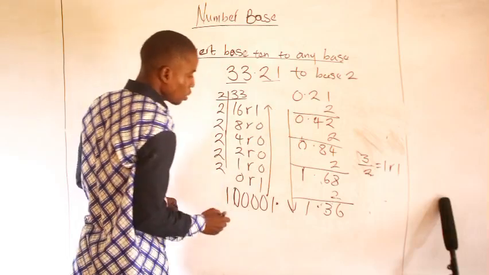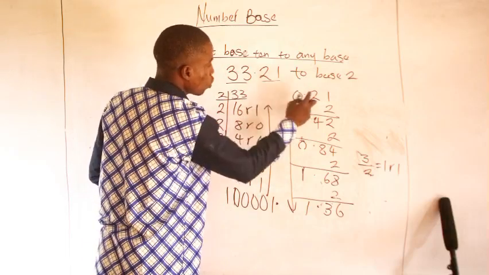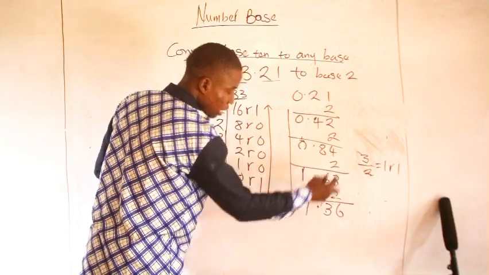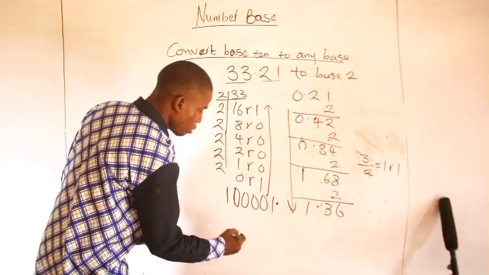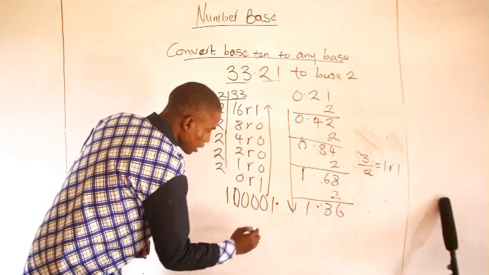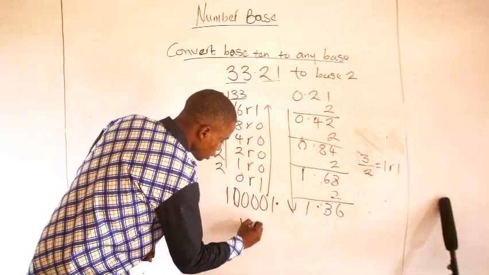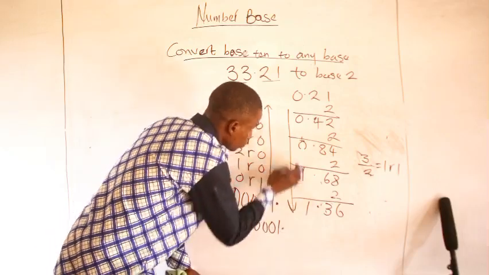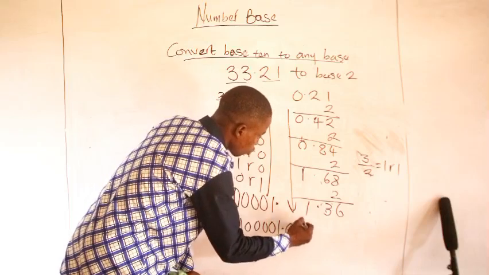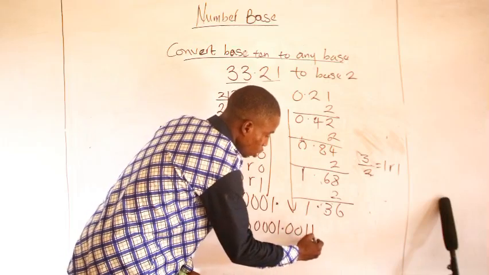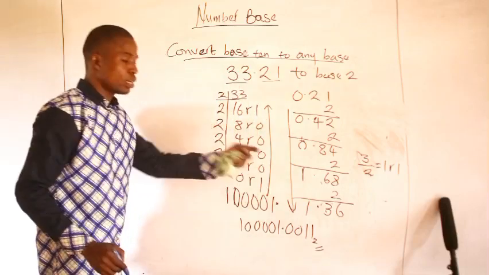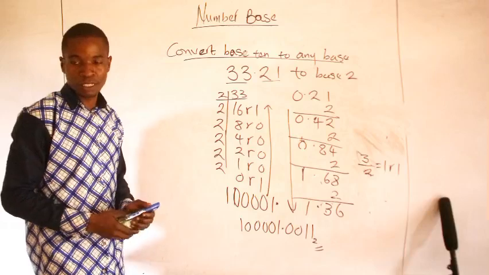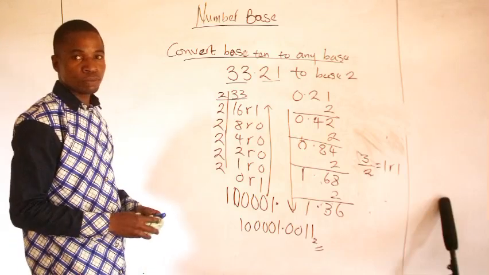When you are writing it now, you start from the first number. You start from here. 0, 0, 1, 1. Are you getting me now? The answer of this is 1, 0, 0, 0, 0, 1 point. Right? So start from here. 0, 0, 1, 1. Base 2. That's the way they are converting it. It is very, very important. Simple as ABC. I will do another one.